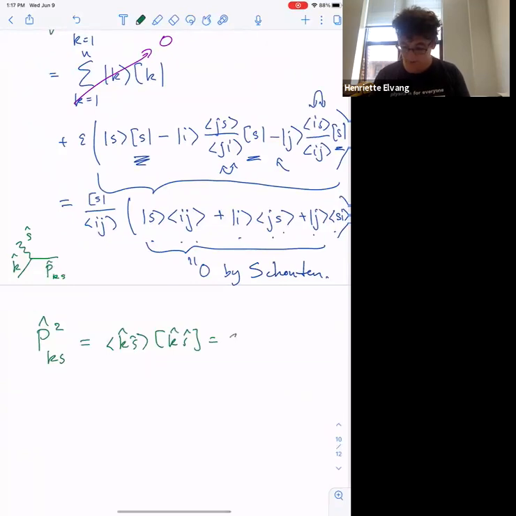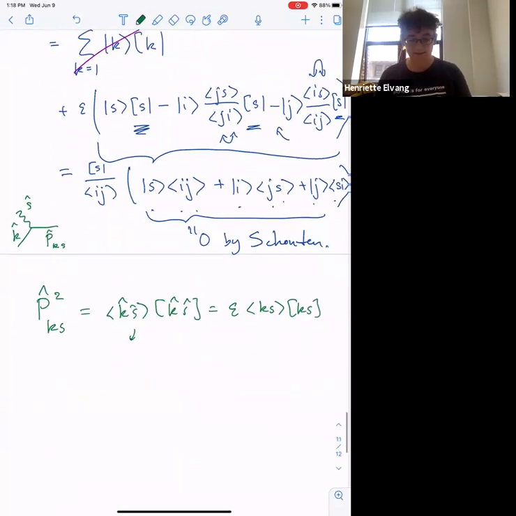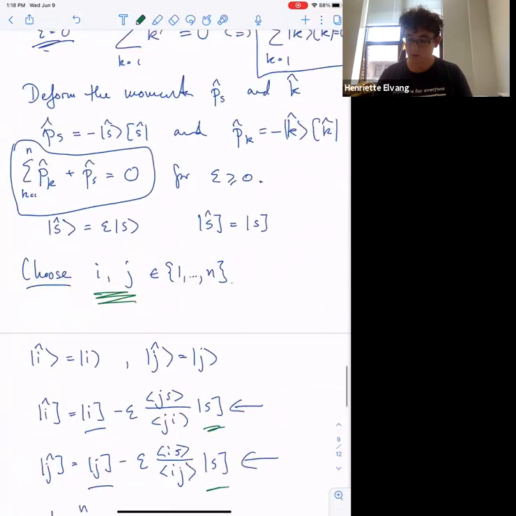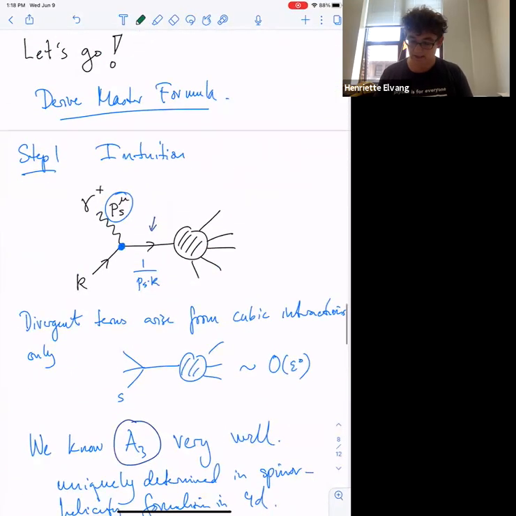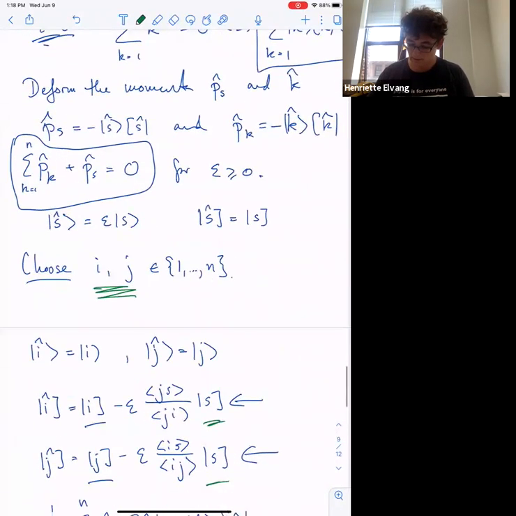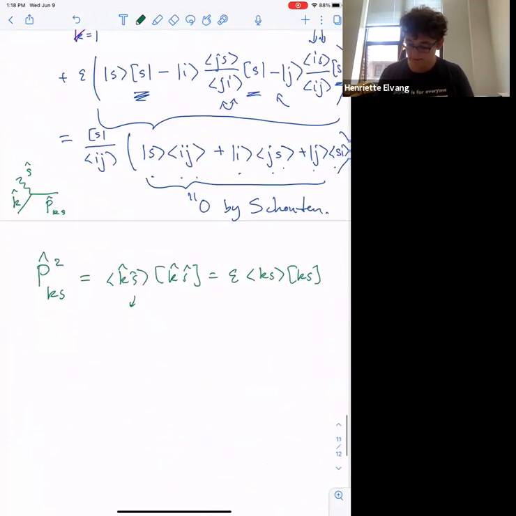So this simply becomes an overall epsilon that came from here times ks, ks. But here's a little thing that is tricky. What I wanted was a way for each k of putting the internal line on shell. And you see that the only way this can be on shell is when epsilon goes to 0.